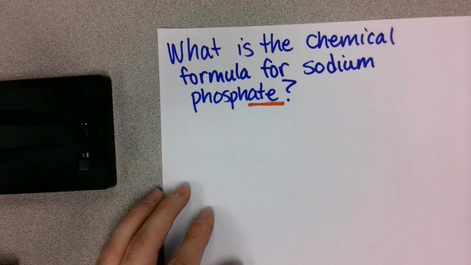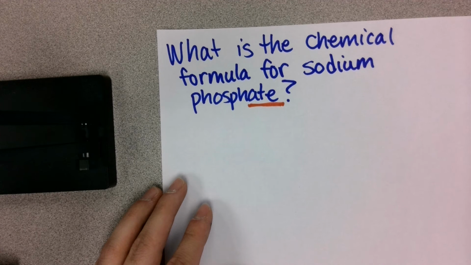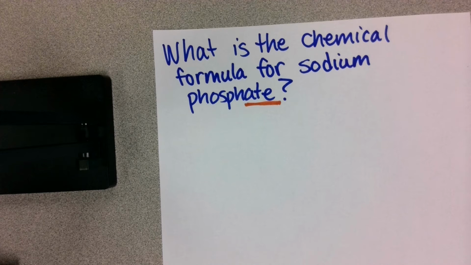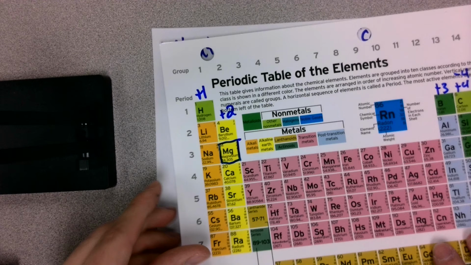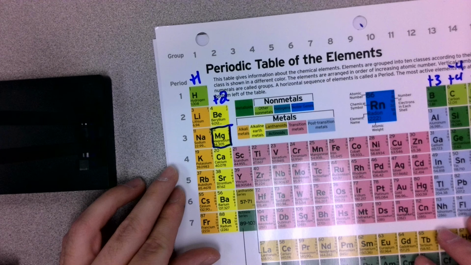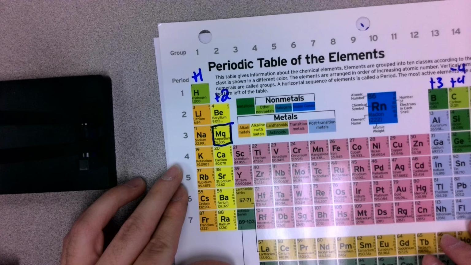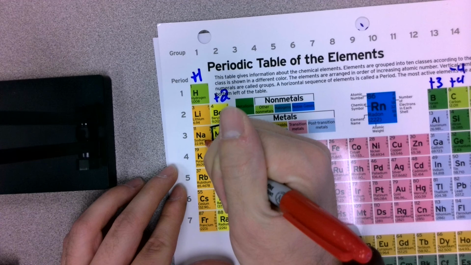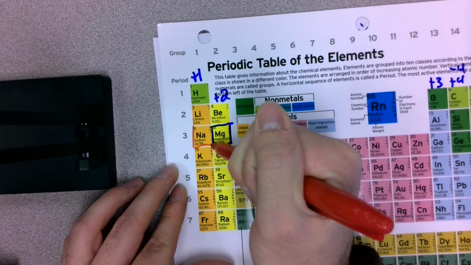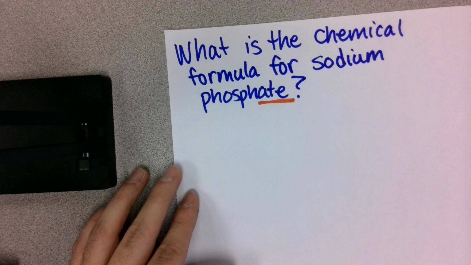Alright, so the first thing we're going to do is look up sodium on our periodic table. So let's look up sodium. Sodium is one of the tricky ones that doesn't have a symbol that's like its name. Alright, so sodium is right here. So sodium is Na. It's right beside magnesium. So we're going to go Na here.